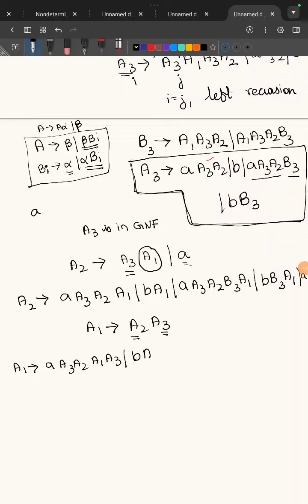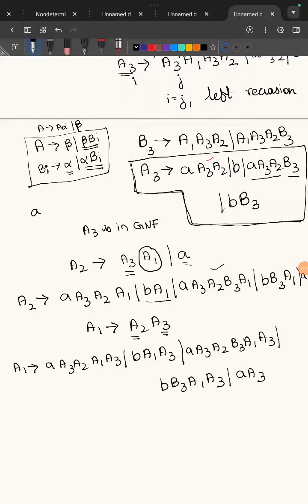Now B A1, that is this one, followed by A3. Now the third rule we will write: A3, A2, B3, A1, A3. Now we are having B3, A1, A3, bar A3. So this is the Greibach normal form for your A1 variable. Now what is the remaining? The remaining is your B3. So that also you have to convert to your Greibach normal form.